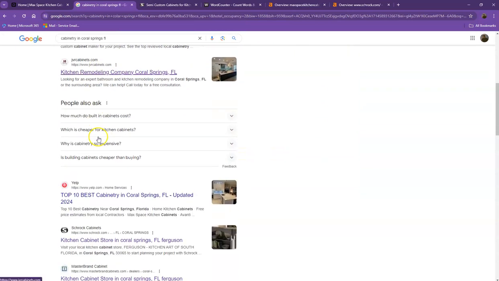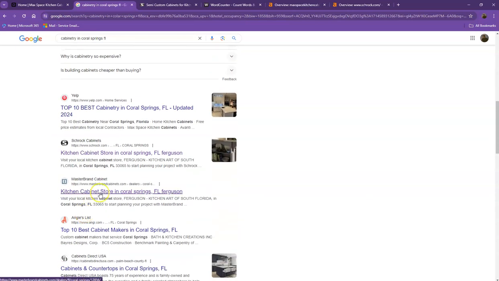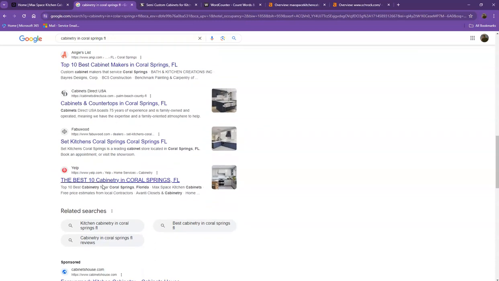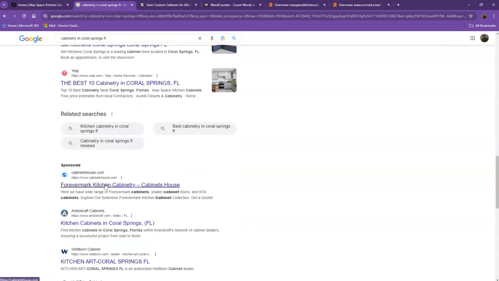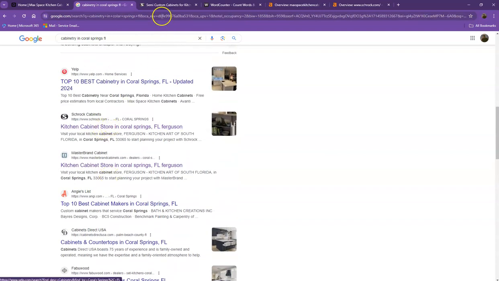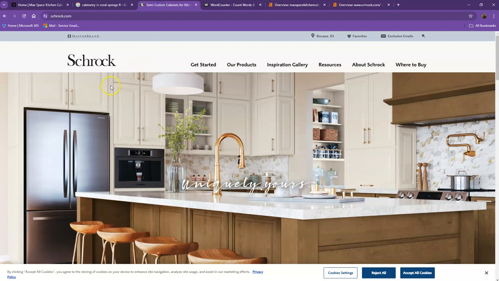Moving on to the next part, these are what we call the organic searches. These are all the websites that actually rank higher without people paying for any ads, just because they're doing certain things. And that's exactly what we're going to talk about and analyze. So I pulled up one of the top ranking websites. Let's see what they have differently.